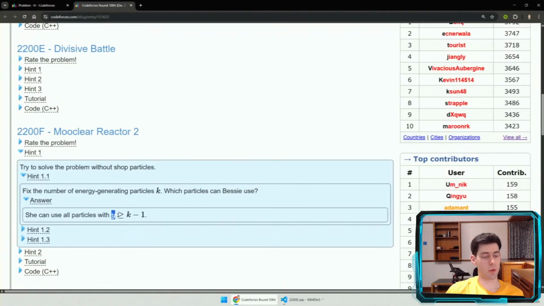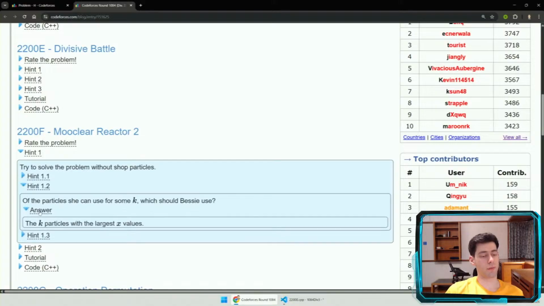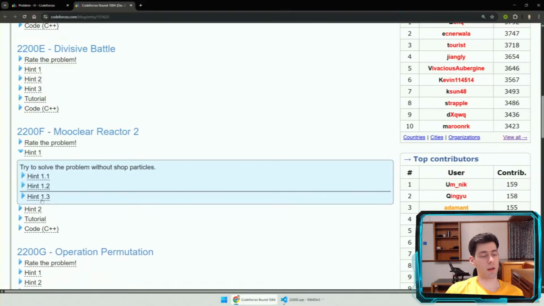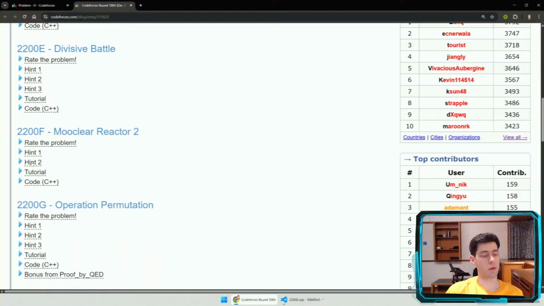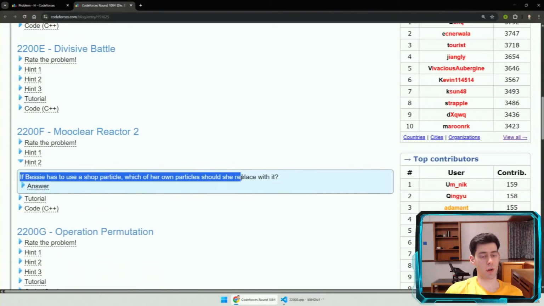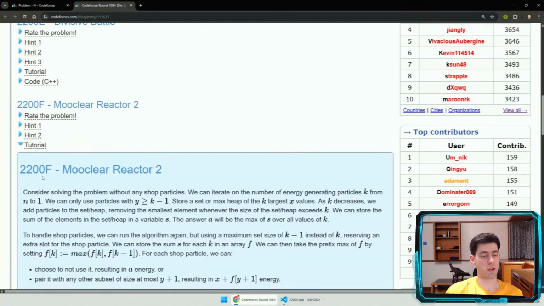Yeah, for notation, by the way, I just incremented all y's by 1, so this constraint became y is greater than or equal to k. Just FYI. Yeah, okay, these hints are kind of obvious. Process k in decreasing order. Yes, this is like the first key thing you do. If Betsy has to use a sharp particle, which of her particles should she replace it with? The one with the smallest x? Yeah, obviously. I mean, these are obvious, but you need to go through them.